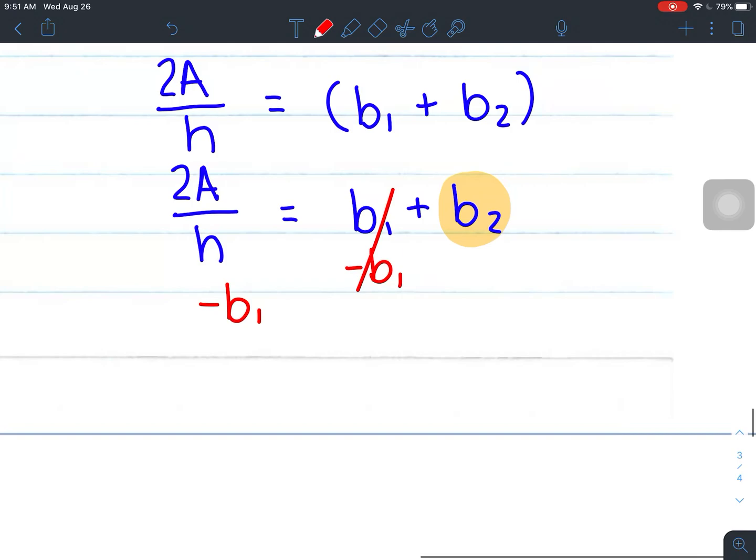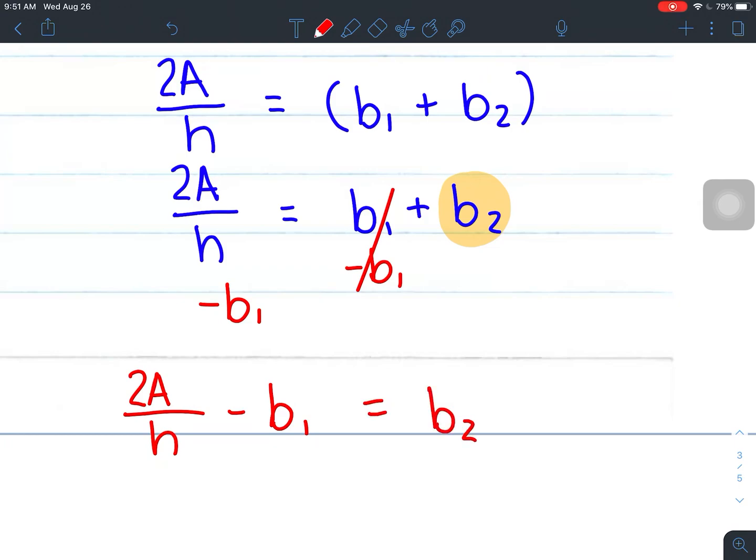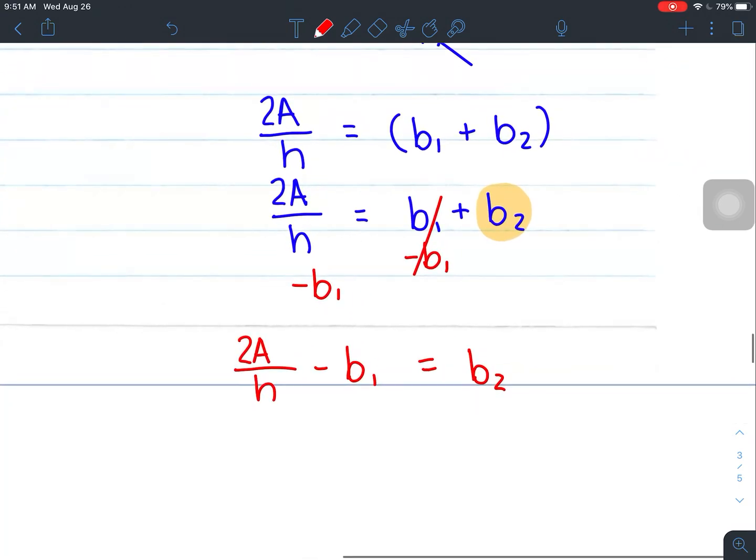And so here's where it gets tricky, right? You want to make sure you separate it. So 2a divided by h was its own thing, and you're subtracting b1 to that. Okay? They don't combine. They're not like terms, so you're just going to tag it onto the back end. Equals b2. And now b2 is by itself, so you've successfully gotten b2 all alone.